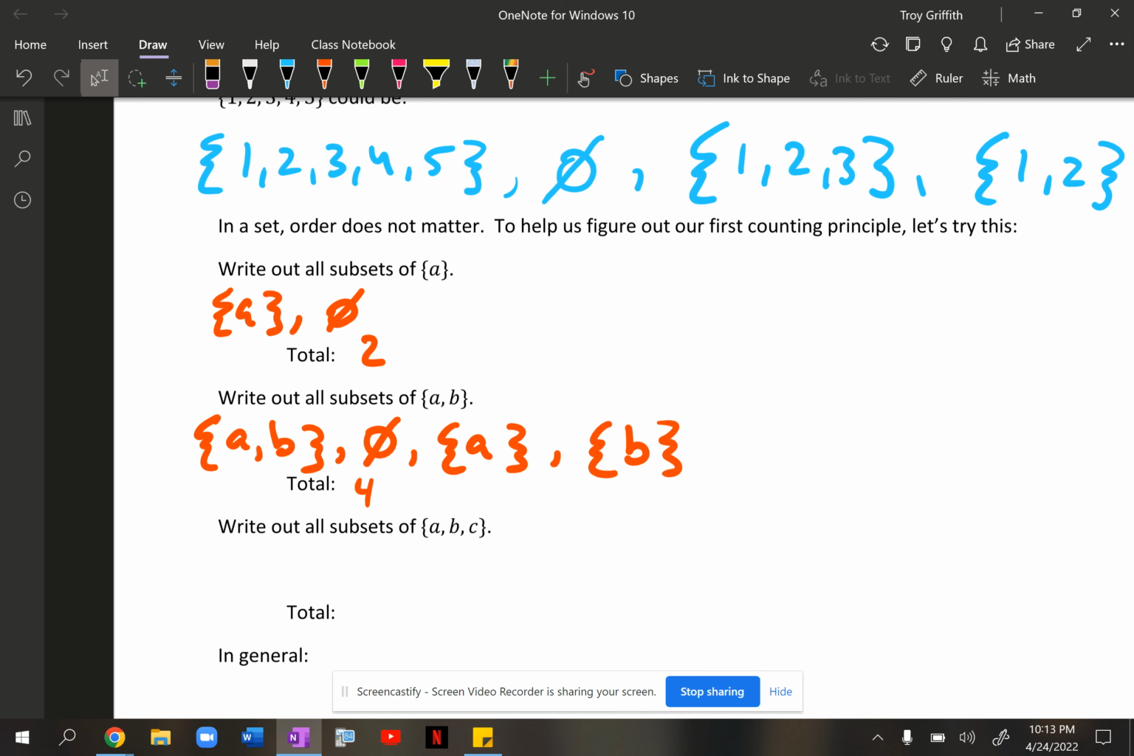All right, let's do this one more time. Let's see if we can see a pattern emerging. So now let's write out all the subsets of A, B, C. So just follow the same structure here. We could have A, B, C. Okay, we could have an empty set.